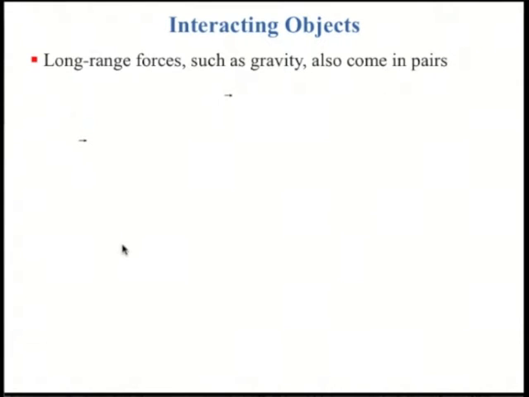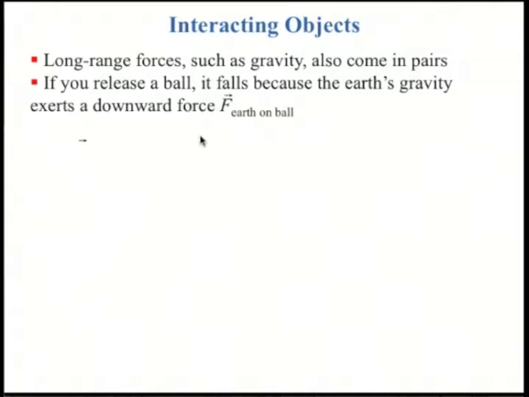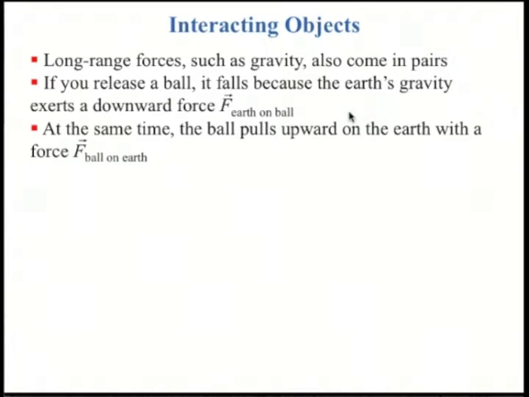Long-range forces, such as gravity, also come in pairs. If you release a ball, it falls because the Earth's gravity exerts a downward force, F Earth on ball. But at the same time, the ball pulls upward on the Earth with a force, F ball on Earth.